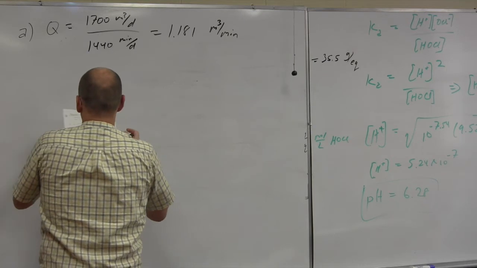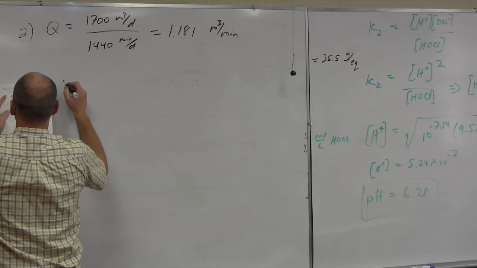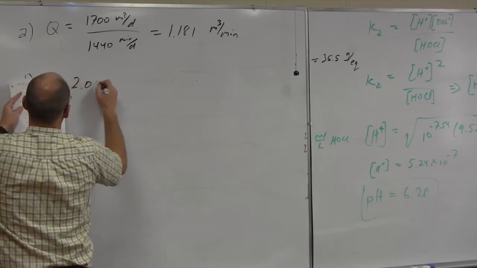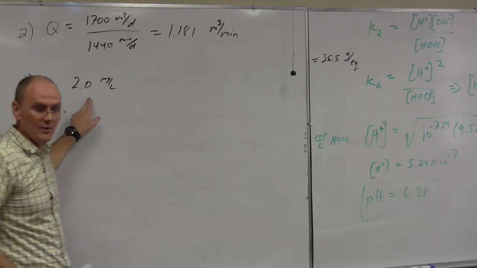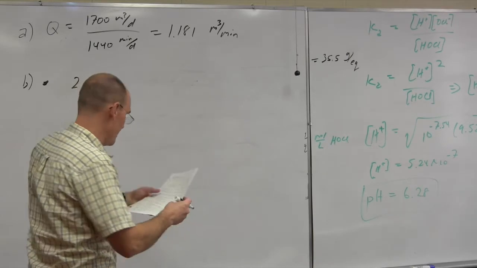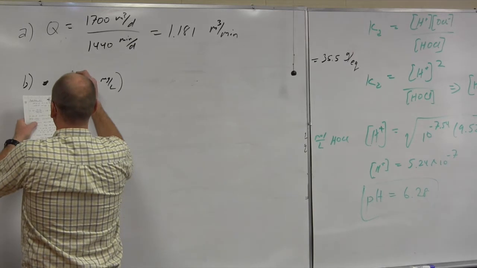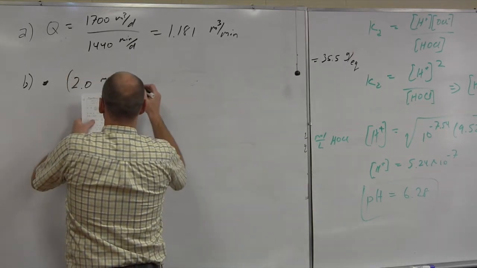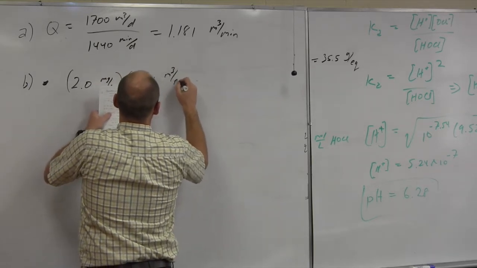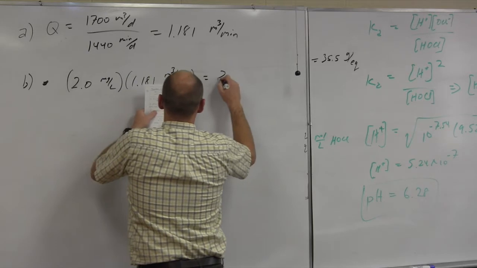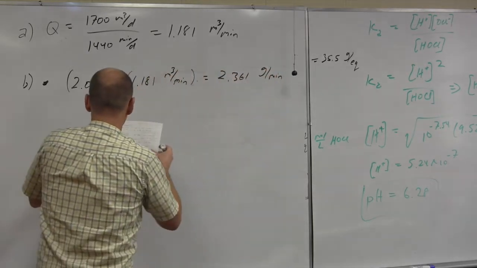Okay? The mass of chlorine, or of monochloramine required, is 2.0 milligrams per liter. This is a goal. We know we need 2 milligrams per liter because people have done research and realized that's a good concentration to have in our disinfection system. So we're going to do 2 milligrams per liter times that 1.181 meters cubed per minute. That's going to give us 2.361 grams per minute. So this is the mass rate that we need.